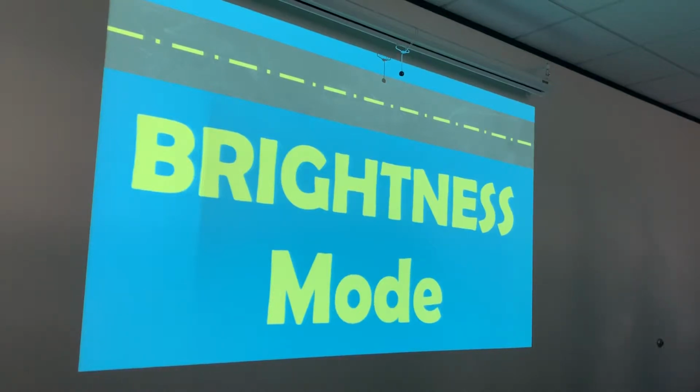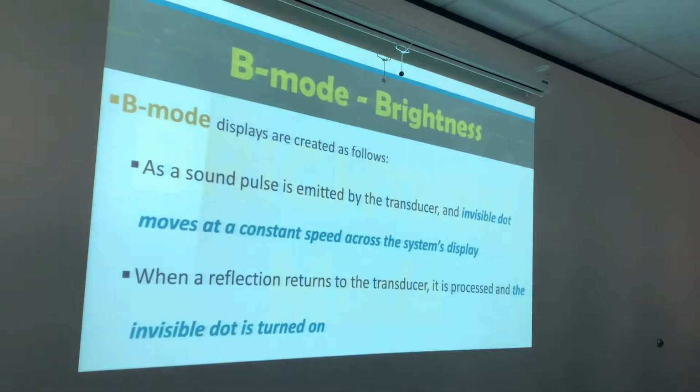Okay. Brightness mode, guys. Real quick. These are real short. I tried to organize it. Everything looks the same.